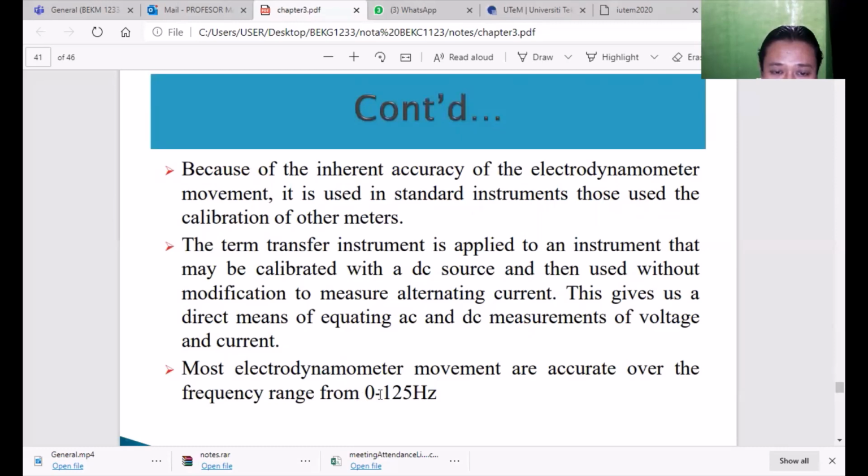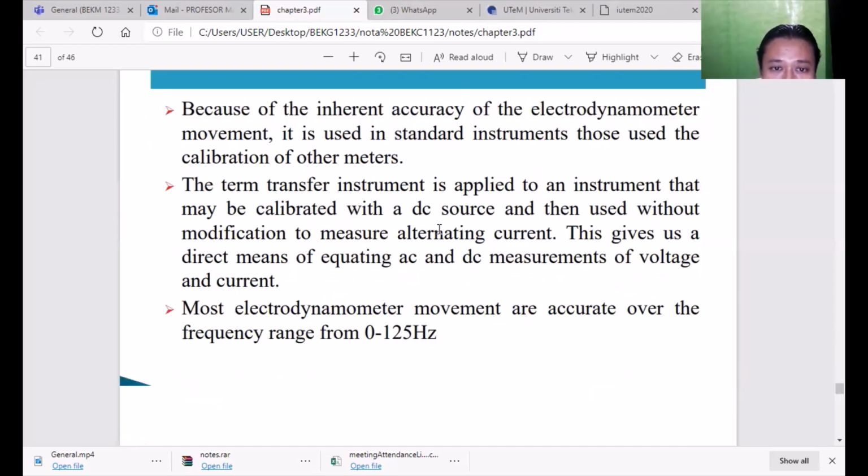In this frequency range, the electrodynamometer movements are accurate. That's why, as I mentioned, it can also be used as the standard instrument to measure other instruments. For example, if we want to calibrate another instrument, we can use the electrodynamometer as the standard instrument to compare with the meter that we want to calibrate.